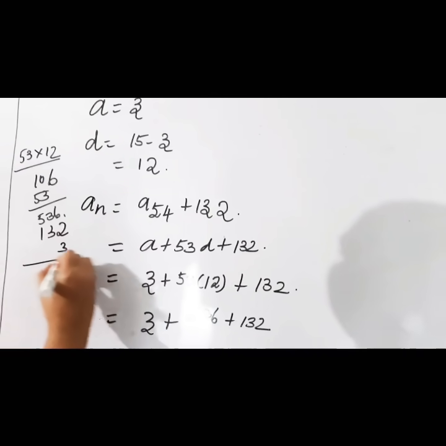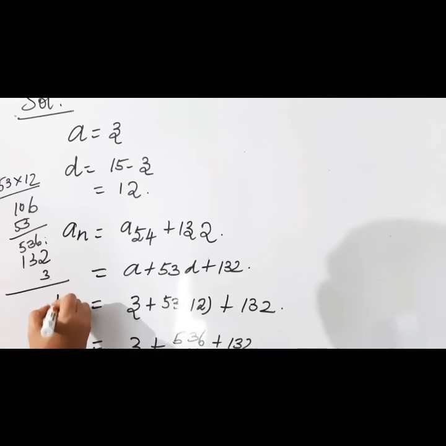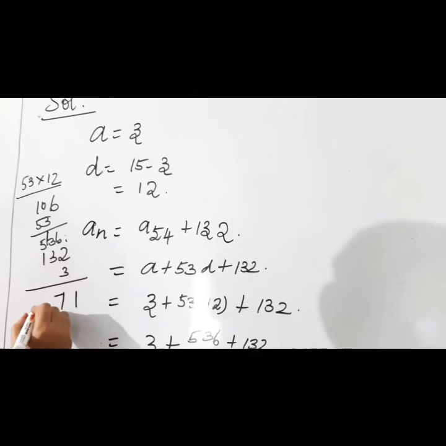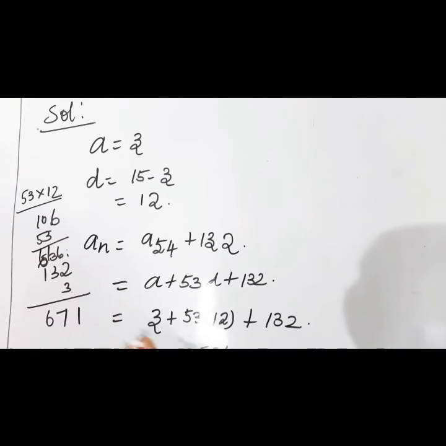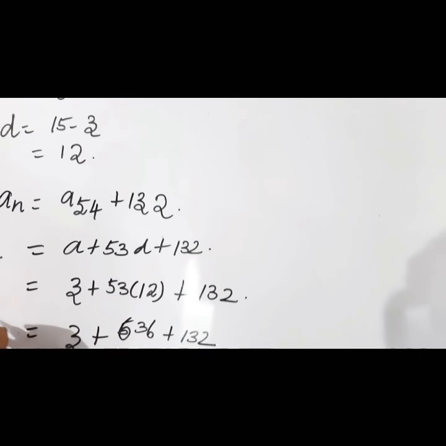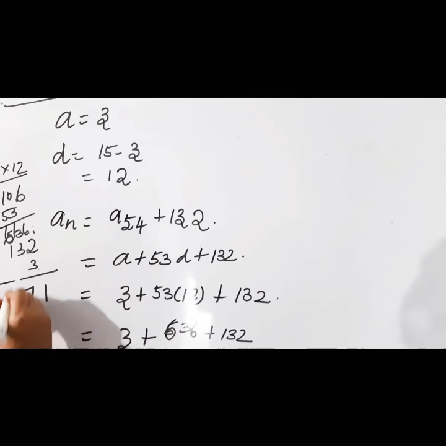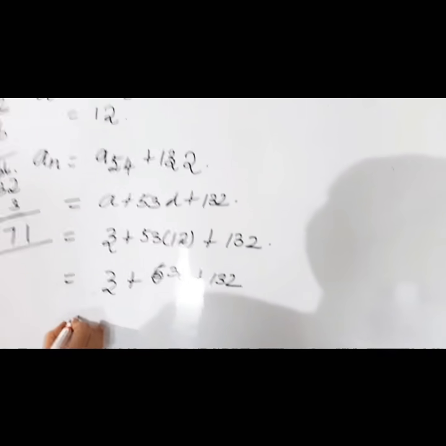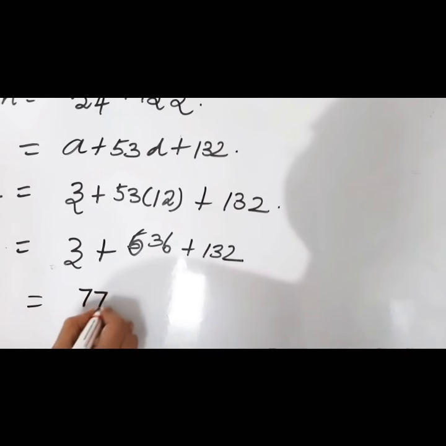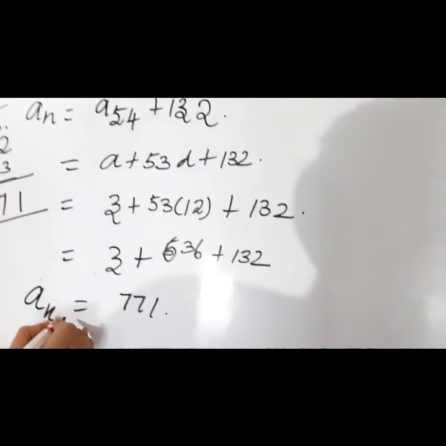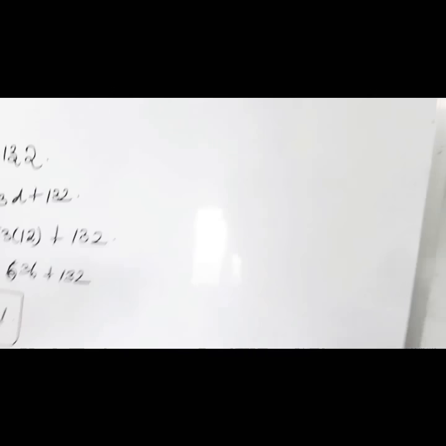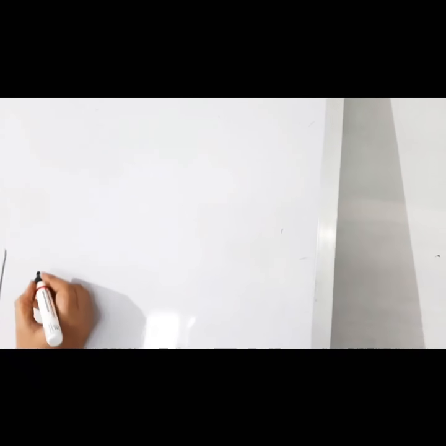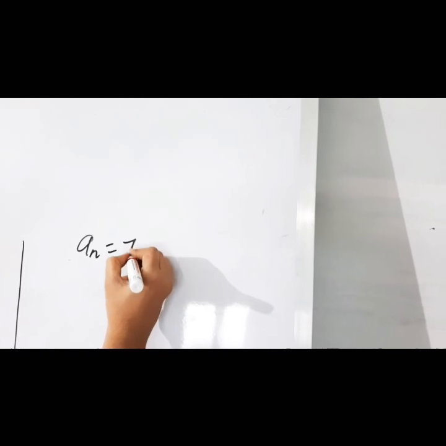132 plus 3. 636 plus 132, which is equal to 771. So we found out the an is 771. After finding the an, what do we want to find out? We need to find out the position of 771, which place 771 takes in the AP.